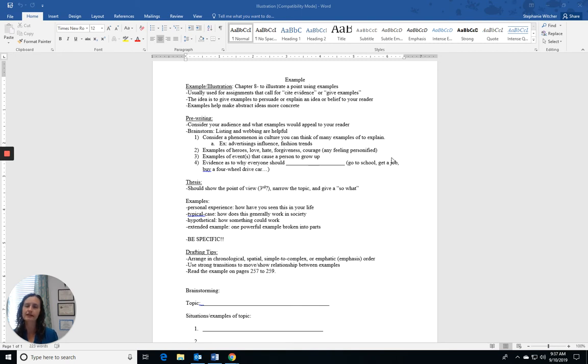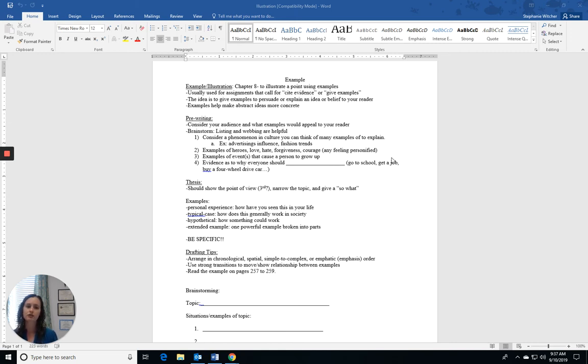So just consider that if you're thinking about an extended example. The key to this paper is to be very, very specific. You need to give us specific details, specific reasons. A lot of the skills we worked on with description, you need to keep carrying those over. Okay, show me, don't tell me. Make sure you're hitting on your five senses. Give us very descriptive words to use.